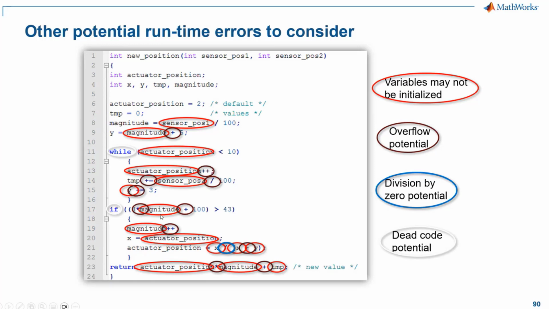Why? I can quickly tell you: because magnitude is a signed variable, and a signed variable not initialized could take a random value, and this random value can be negative. And if this is the case, then maybe this code will never execute. So we can have a potential dead code at this stage.